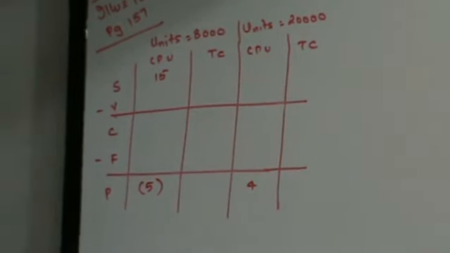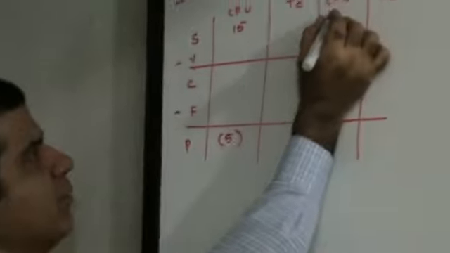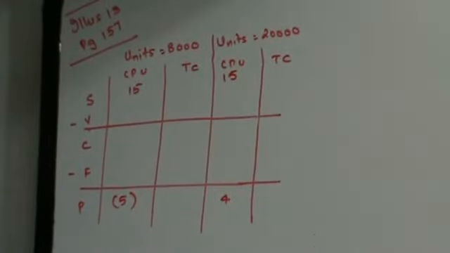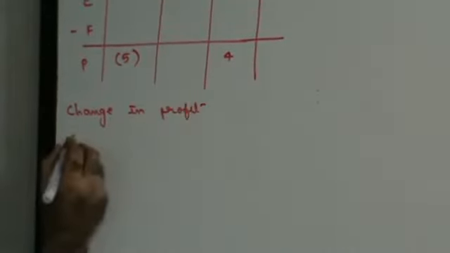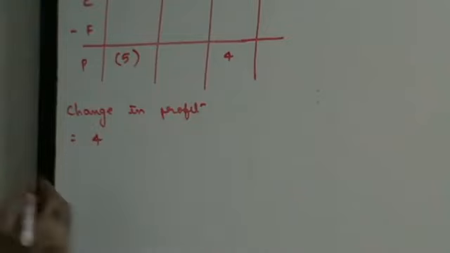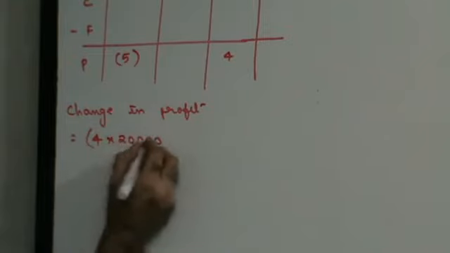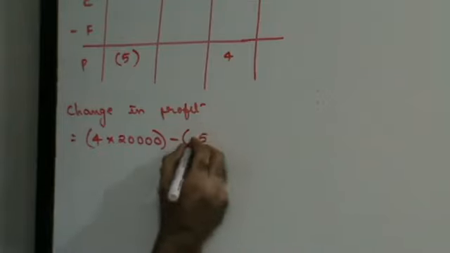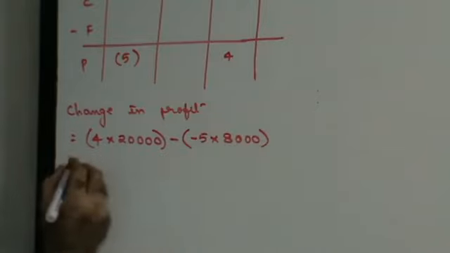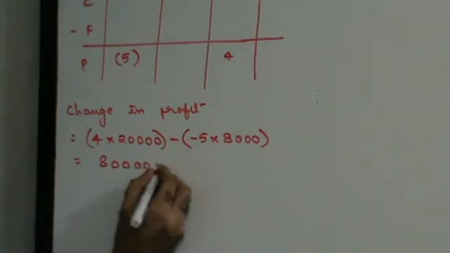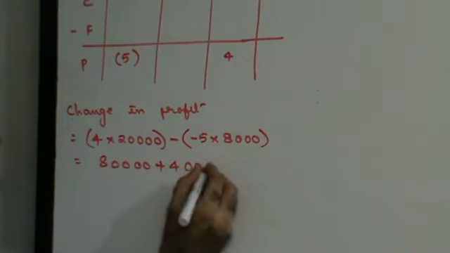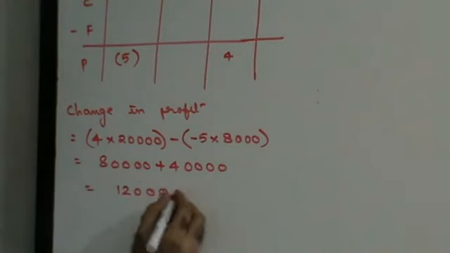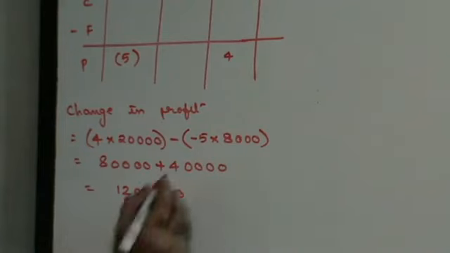Now guys, whether you sell 8,000 units or 20,000 units, your selling price per unit will remain the same, right? Okay, now let's see this. First, let's find out the change in profit, right? Change in profit: I am making a profit of 4 rupees in the second period on 20,000 units, minus, I am making a loss of 5 rupees per unit on 8,000 units. So this is going to be 4 eights are 80,000, minus into minus plus, 4 fives are, 8 fives are 40,000. So this is 1,20,000. So my change in profit is 1,20,000.